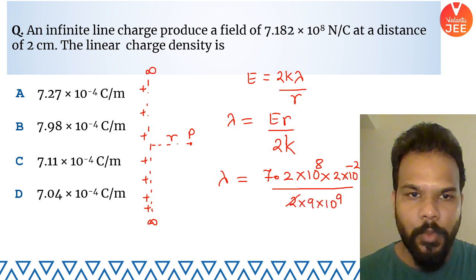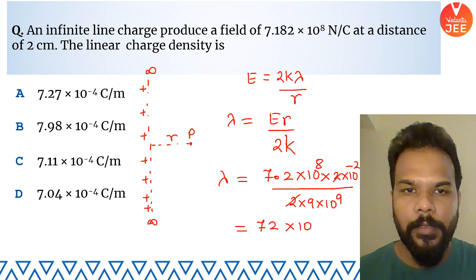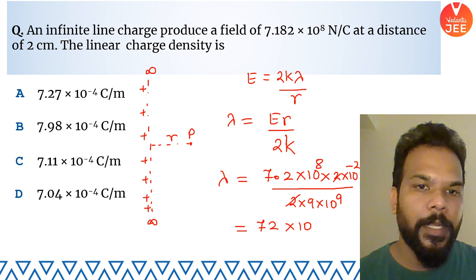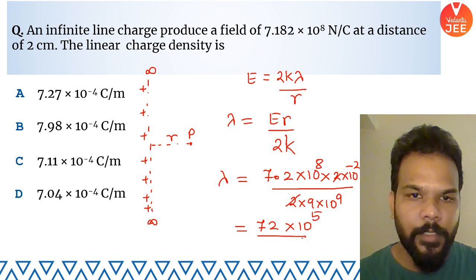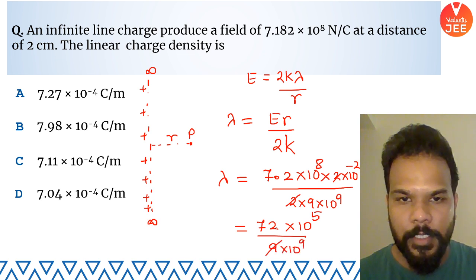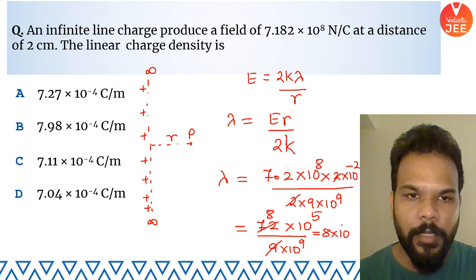So you can see that 2 and 2 get cancelled, and this 7.2 I'm writing as 72, and overall in the numerator 10 to the power 8 becomes 10 to the power 7 now, and 7 minus 2 is 5. This is divided by 9 into 10 to the power 9. So this cancels 8 times. So the answer is 8 into 10 to the power minus 4 coulomb per meter.